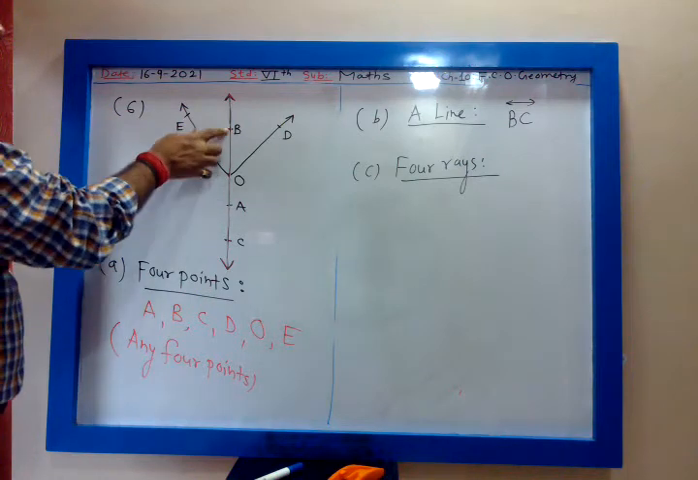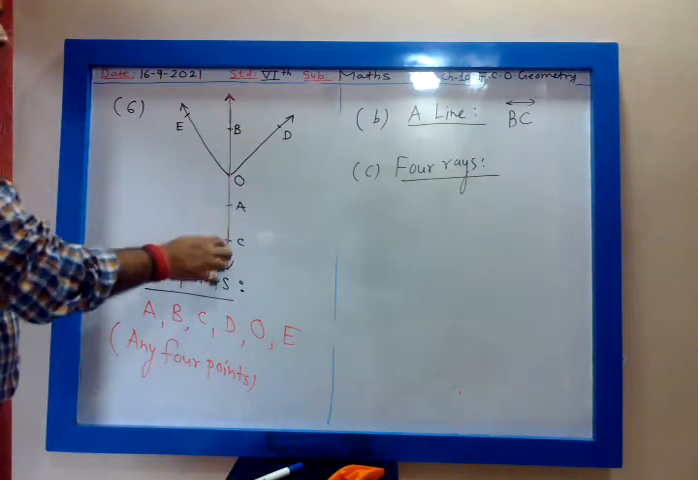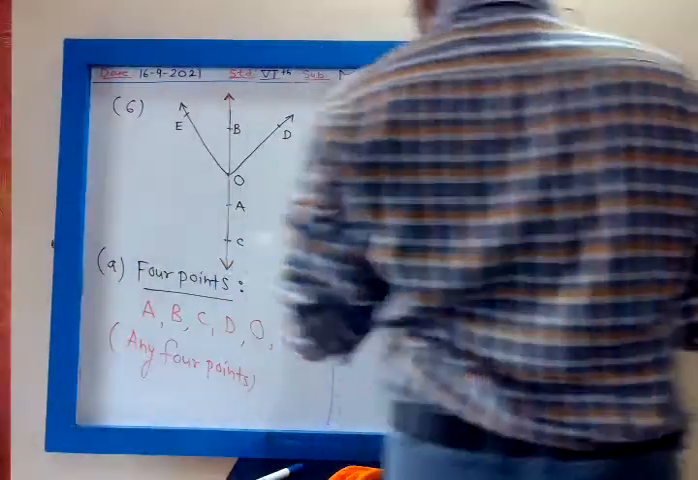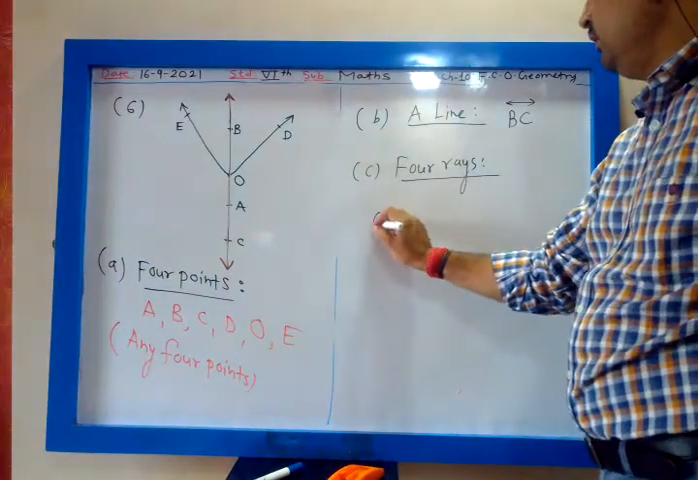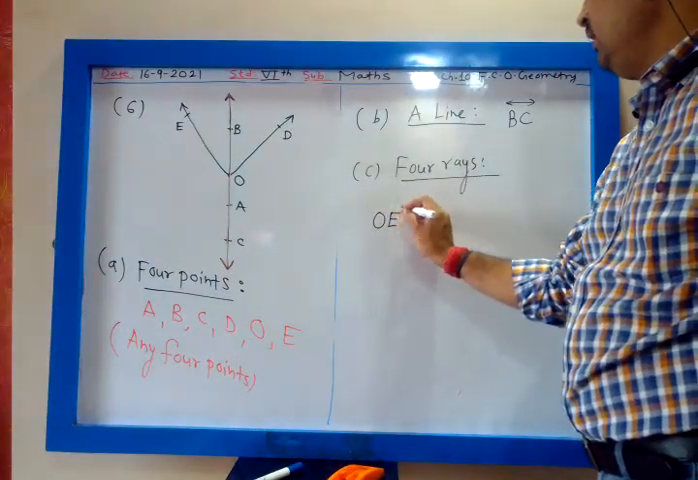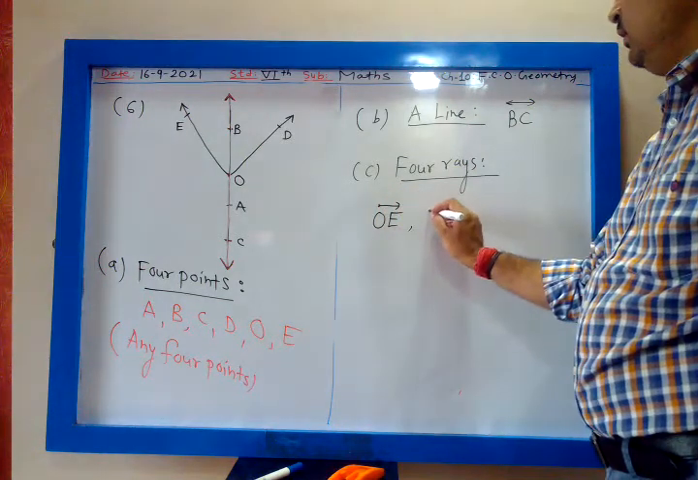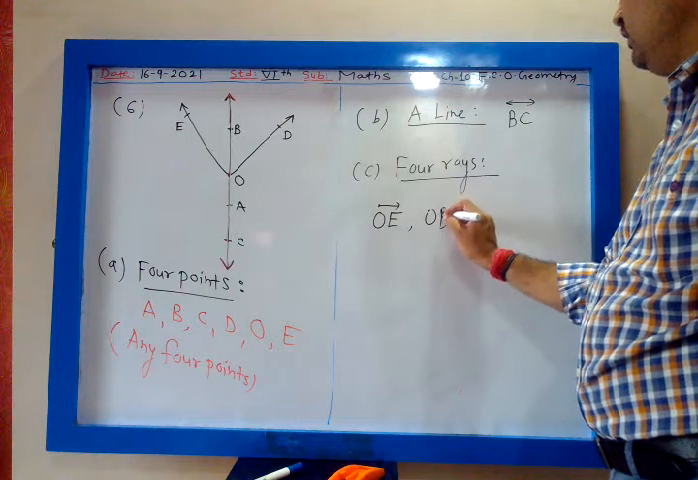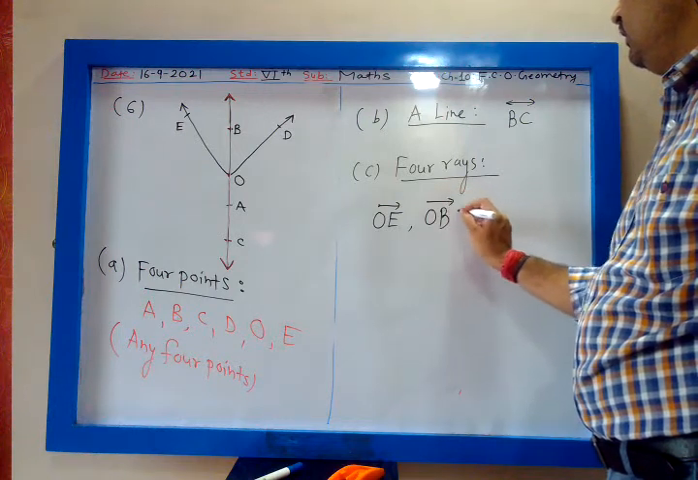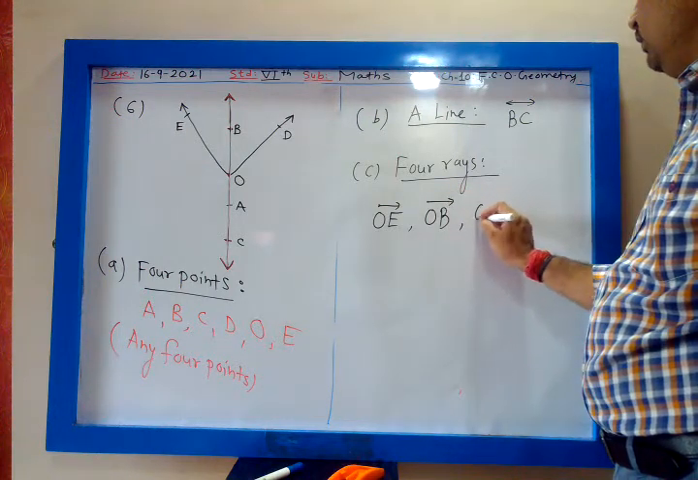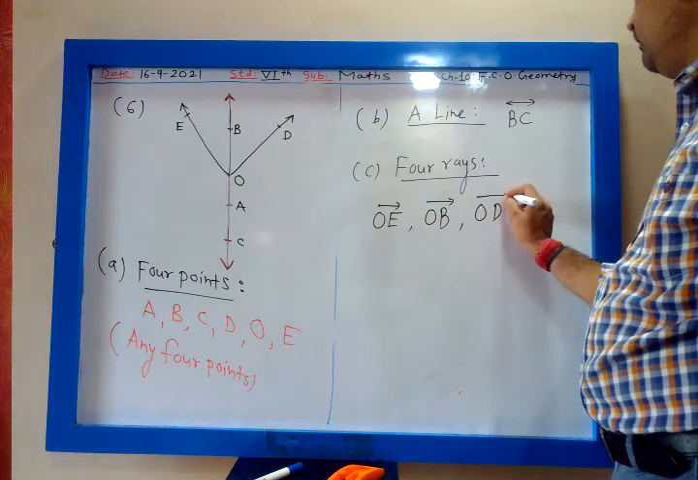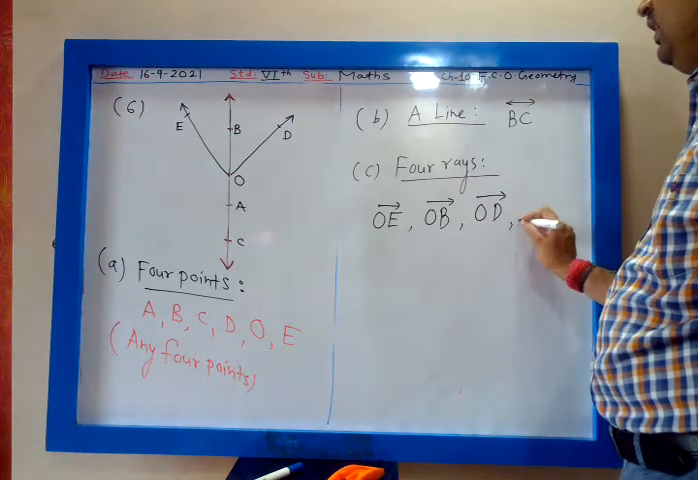The 4 rays are OE, OB, OD and OC. We write the ray symbol: OE, OB, then OD. You have to draw the symbol for ray. OD and OC.